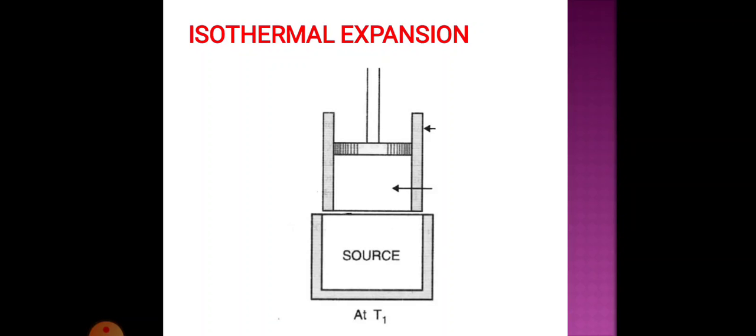Now, suppose initially the gas was at room temperature. When the cylinder is placed on the source, that is, it is placed on the hot body maintained at T1 Kelvin, heat will flow from source to the working substance. So temperature of the gas will increase. Heat flow continues until the temperature of the working substance reaches the temperature of the source.